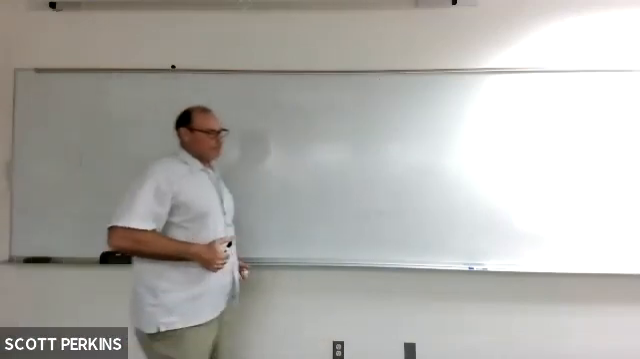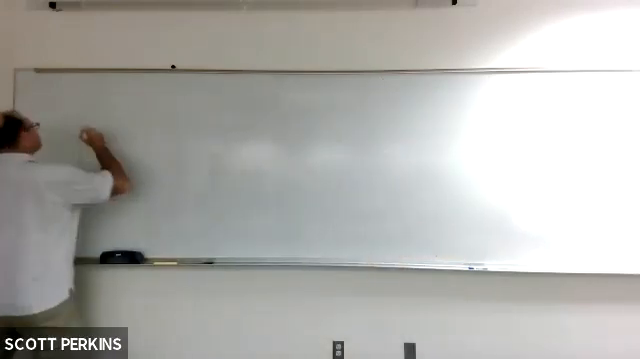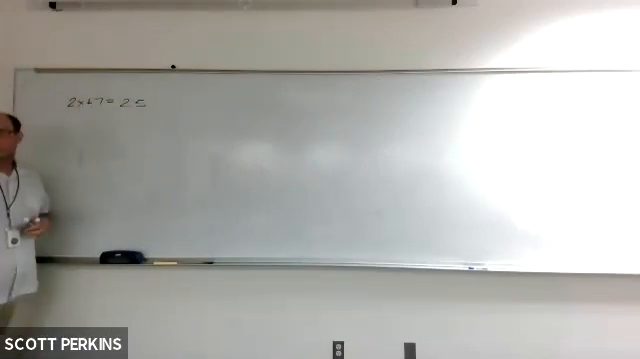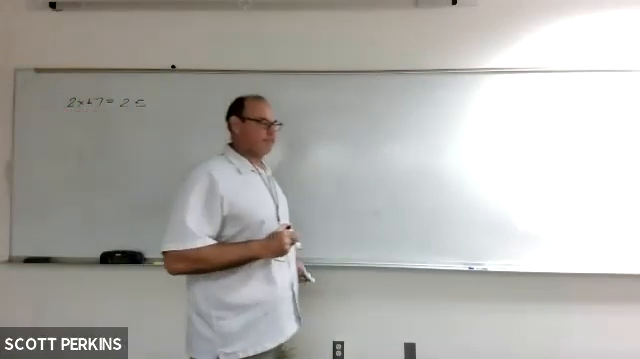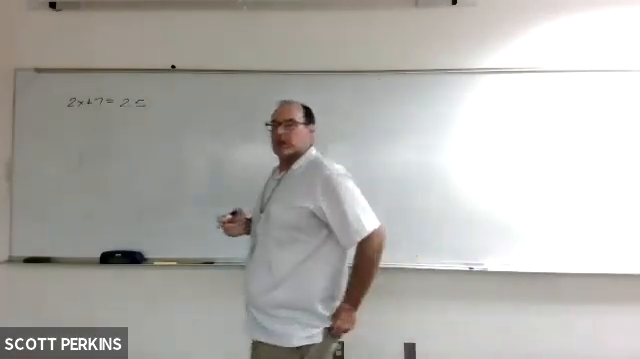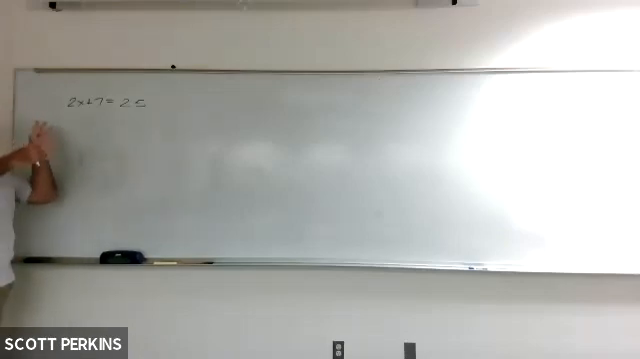Here's my next example. We're going to solve this one together. 2x plus 7 is equal to 25. All right. As I've said previously, solving means that I want to get the x by itself. So this is going to happen in steps for us. What is the first thing that I have to do before I can get the x by itself?